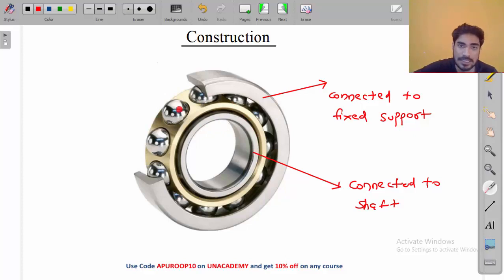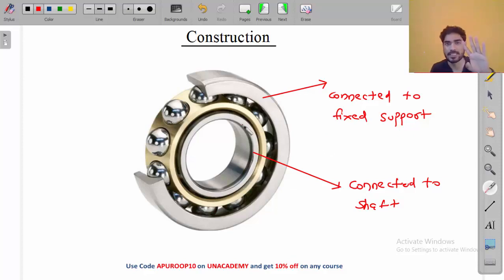Now, my friend, the balls are not directly put. The balls are put first in a cage. This is known as the cage. Can you see this part? What is the purpose of this cage? So that the balls will not hit each other. If you just put the balls between the inner race and outer race, the balls will start to hit each other when it rotates. So the distance between balls must be maintained. That's why first we put them in the cage and then we put the cage between the inner race and the outer race.